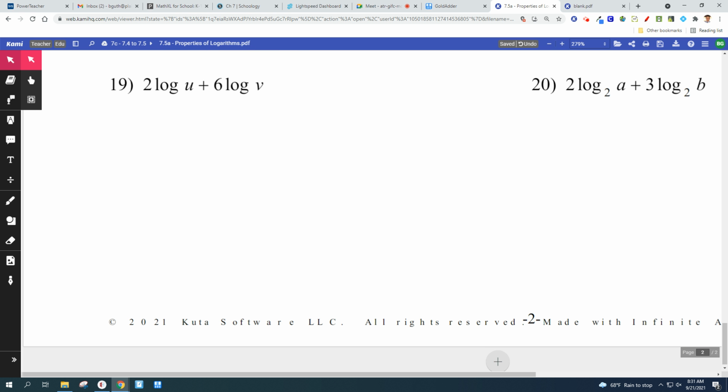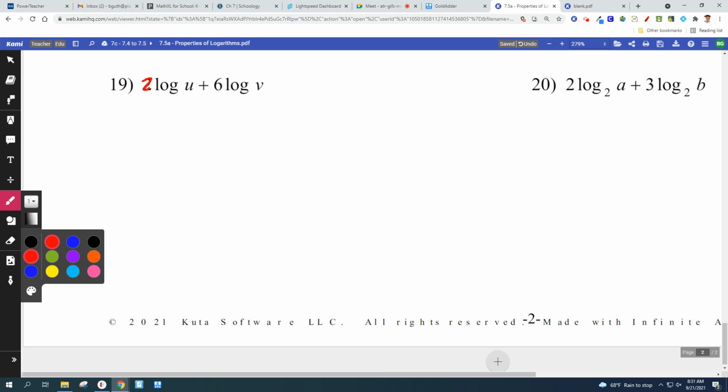All right. So number 19, you got the same kind of deal. You've got this 2 is going to go back to the exponent. This 6 is going to go back to the exponent. And what's going to happen with the plus? Multiplication. Very good. So log of u squared times v to the 6th.